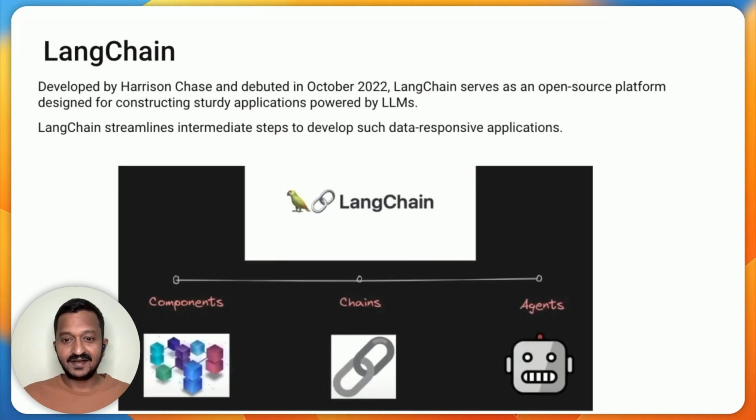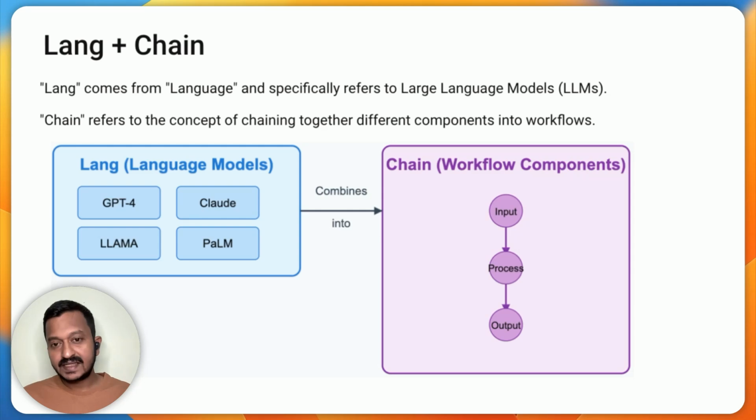library, right? So now LangChain is one of the most talked about frameworks in the industry while building LLM-powered applications. So basically, LangChain streamlines the intermediate steps that we saw while building the applications to help you develop very data responsive applications, right? Powered by LLMs. So let's understand what exactly is the meaning of LangChain.